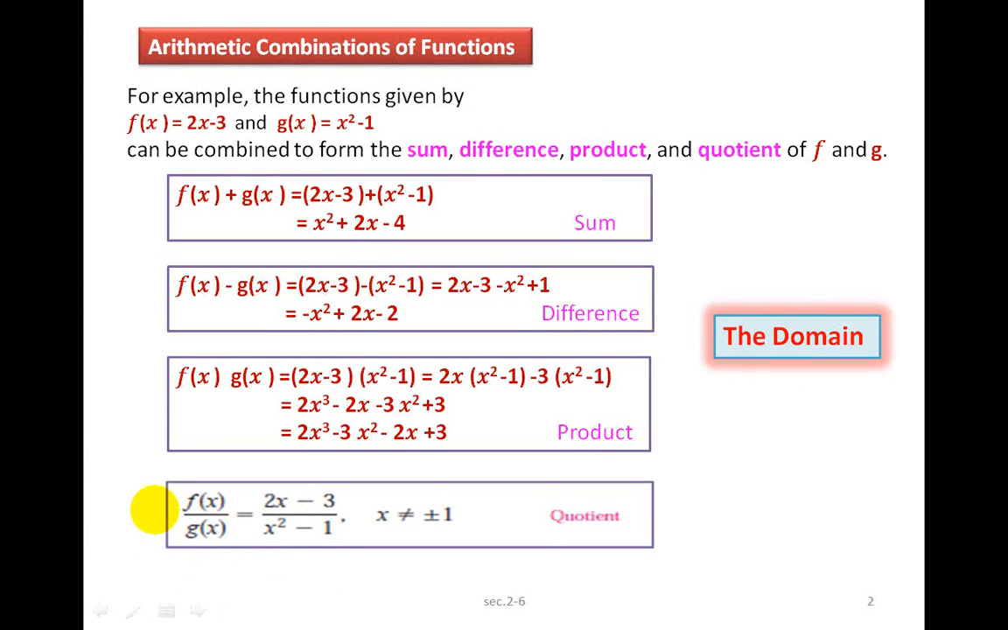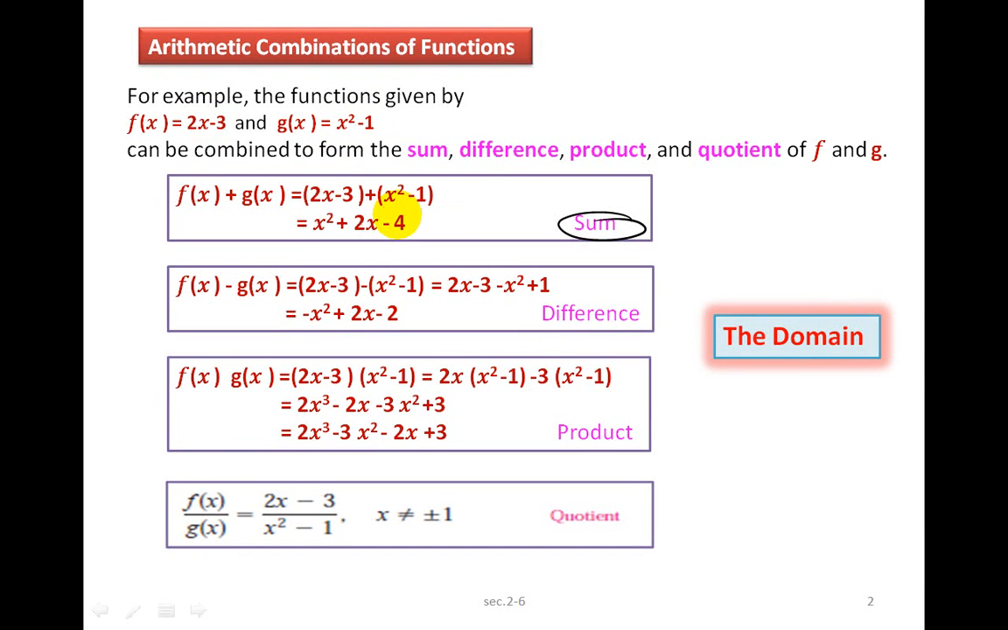So let's say I have two functions, f of x here, and here you have g of x. f of x is 2x minus 3 and g of x is x squared minus 1. Let's say that we want to find the sum. So f of x plus g of x, just take this function and this function and just add them.